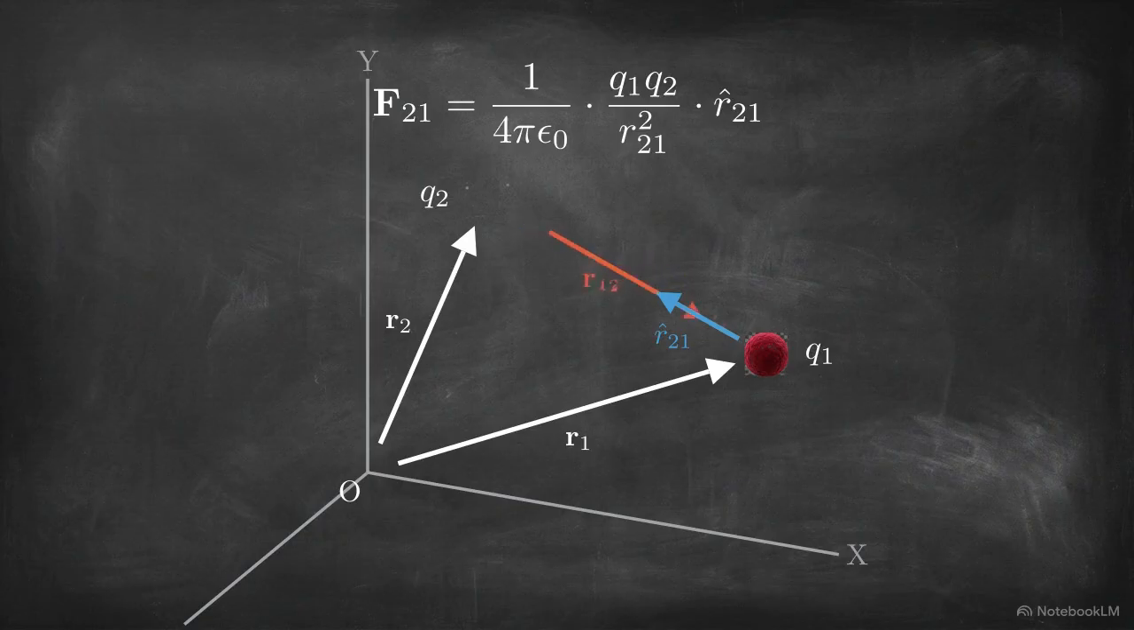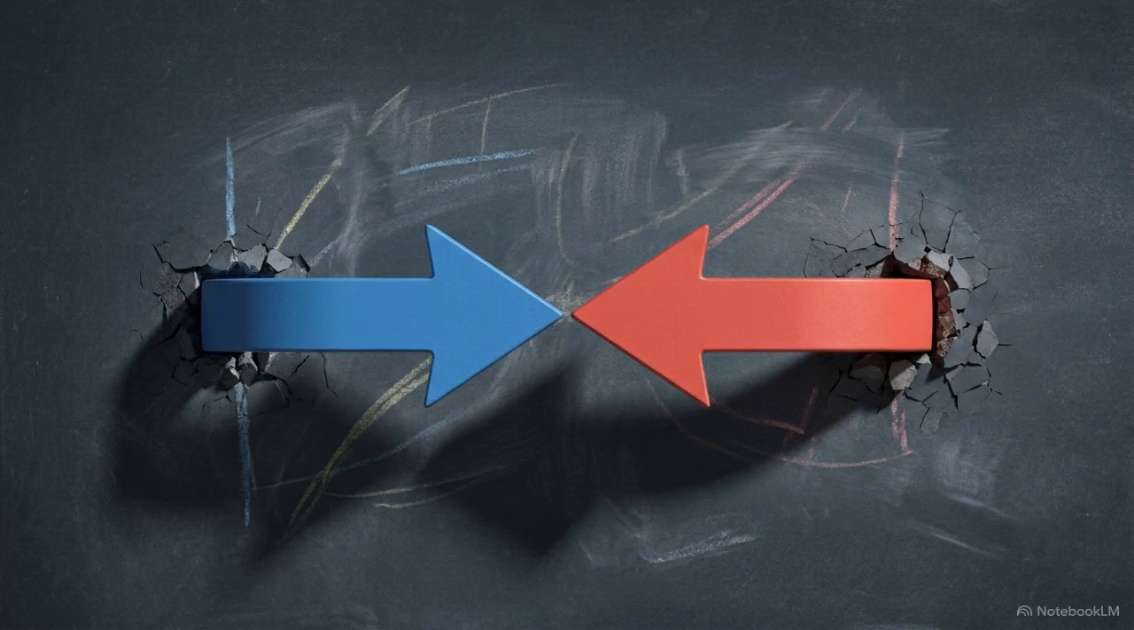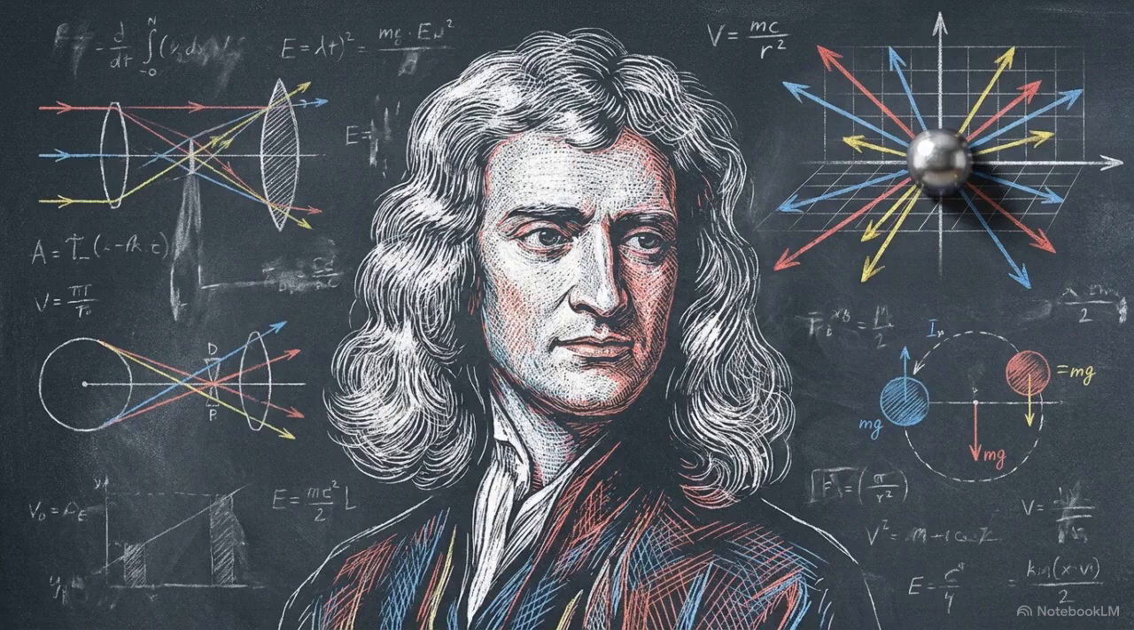If we calculate the reverse interaction, the force that Q2 exerts back on Q1, the displacement vector simply reverses direction, flipping the sign of the unit vector and producing an equal but mathematically negative force. Through this vector formalization, Coulomb's law elegantly demonstrates that electrical interactions are not one-way streets. They inherently embed and obey Newton's third law of equal and opposite reactions.